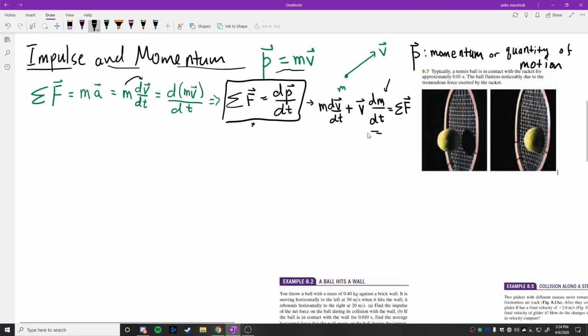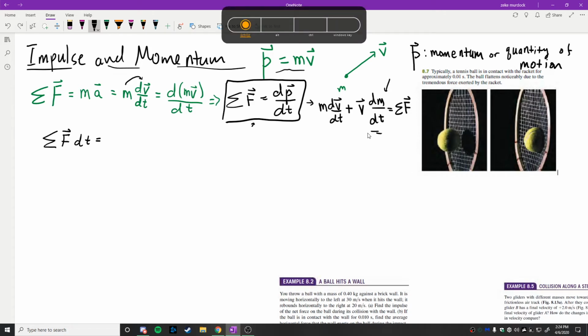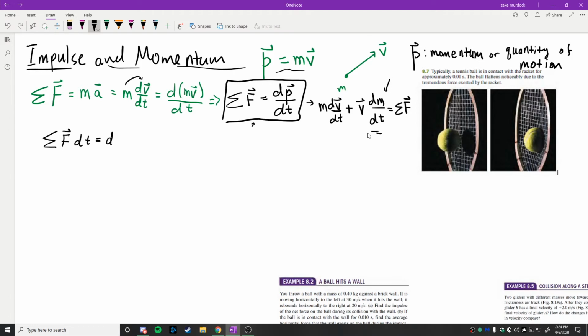What we can also do with this, though, is take this expression and write it like this. If we rearrange it so that we put the force on the left side and multiply by dt, then this should be equal to the change in momentum for the system. Now we can integrate both sides. On the right-hand side, we'd be integrating from some initial momentum to some final momentum. On the left-hand side, we'd be integrating from some initial time to some other time.